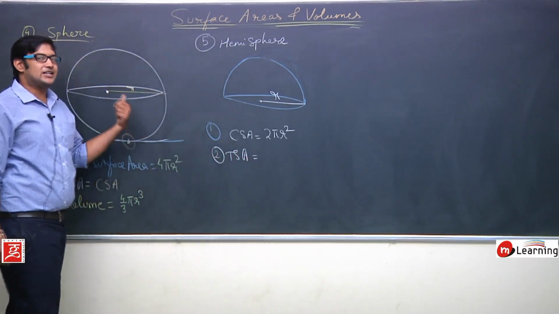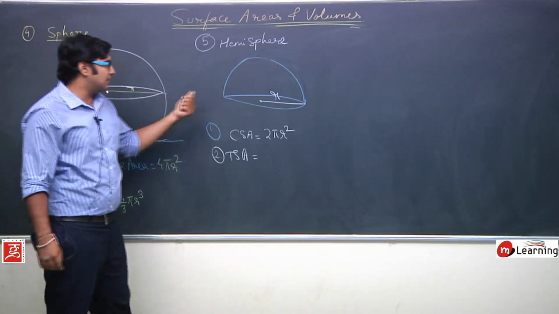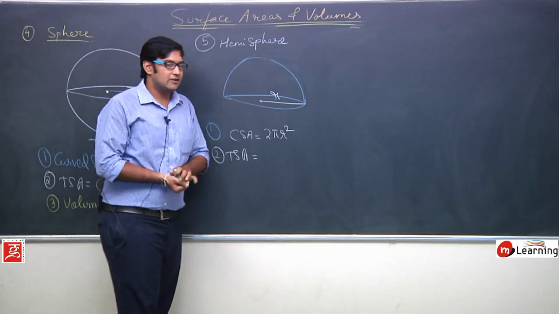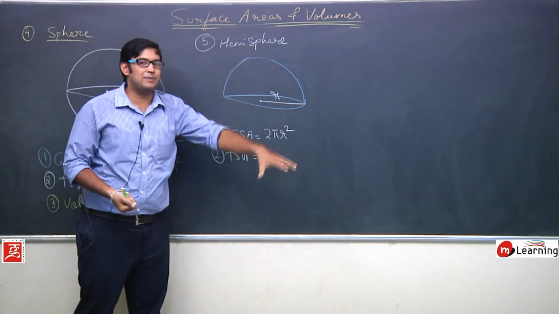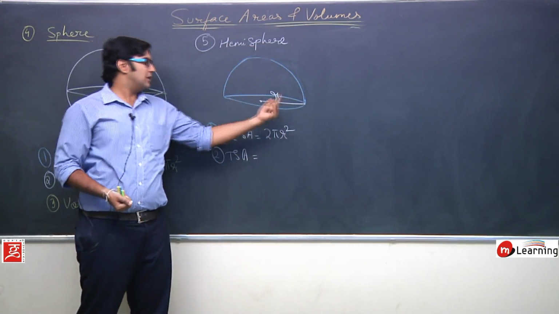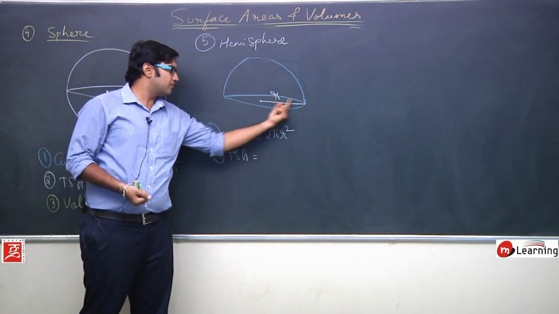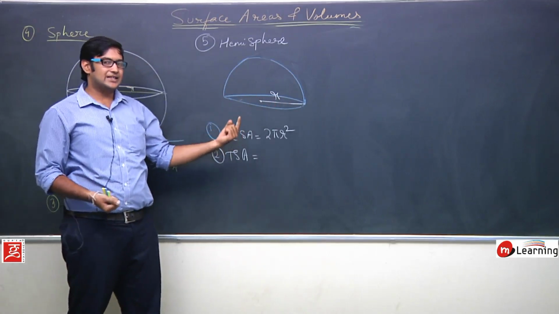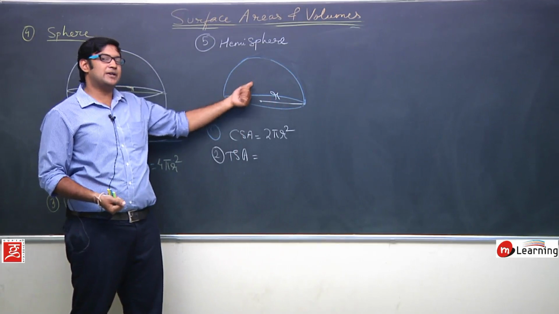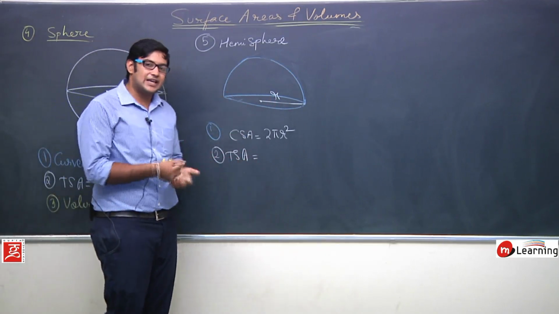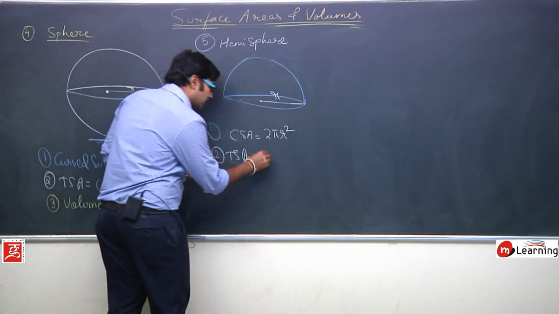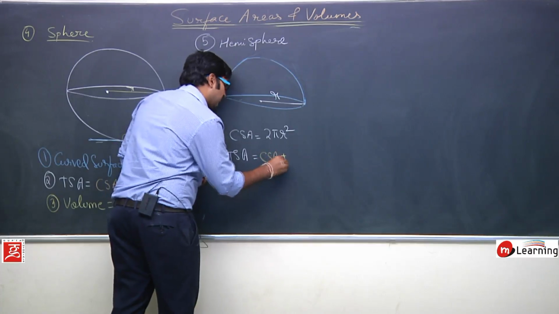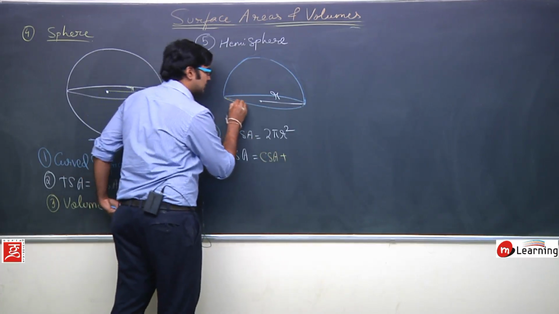Now you can see that the sphere does not contain any base, but this hemisphere has a base. If I keep this hemisphere like this on a plane, then its base will occupy this much area. That is the area of this base. So I can say that in the case of a hemisphere, the total surface area will be equal to the curved surface area plus the area of the base.